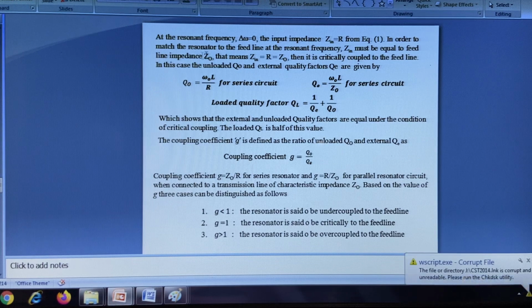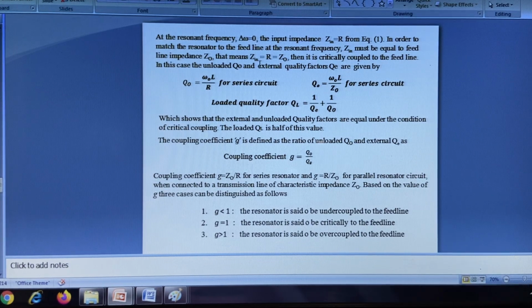In order to match the resonator to the feed line at the resonant frequency, this Zin, which is equal to R at the resonant frequency, must be equal to the characteristic impedance of the feed line. Then it is critically coupled. If this Zin is equal to Z0, then the circuit is said to be critically coupled to the feed line. In that case, the loaded Q and external quality factors are defined as here.